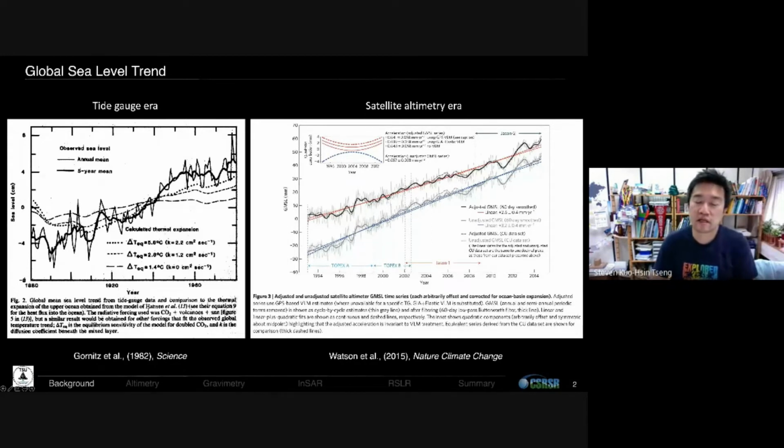But you can see on the right-hand side, this is the satellite altimetry era, since TOPEX. Earlier, there were other altimetry satellites called ERS or even earlier, Seasat. But the record can be dated back to the 1990s. Since then, you can see the current sea level trend is much more accelerated than some 100 years ago. The current sea level rise trend is more than 3 millimeters per year.